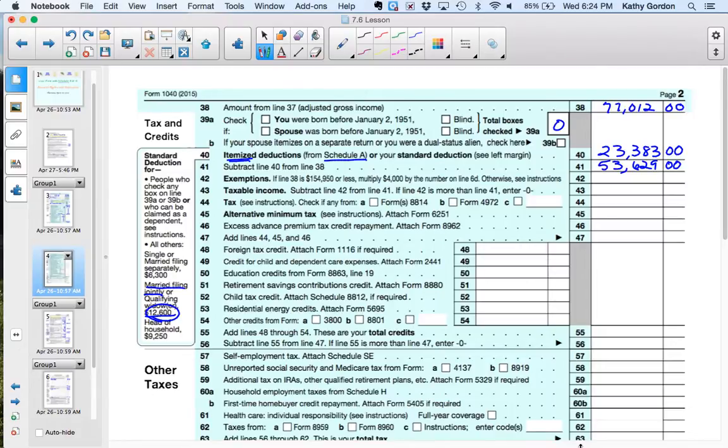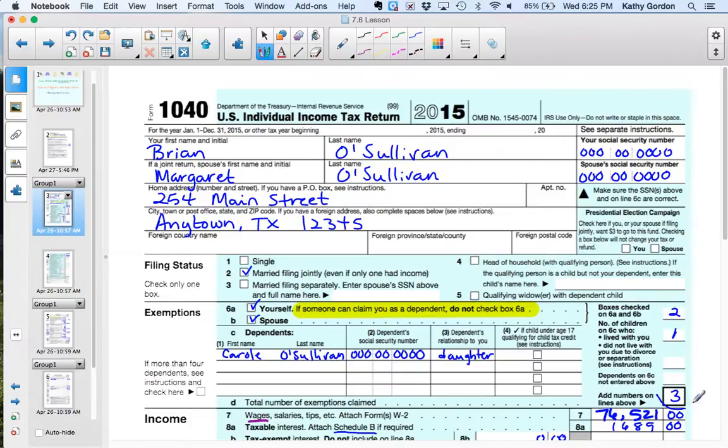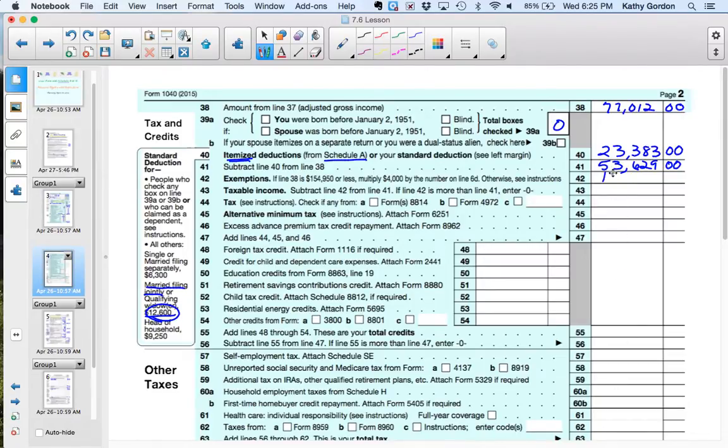Okay? And we're actually not done yet. Line 42 allows us to take our exemptions now. And so if line 38 is $154,950 or less, yes it is, then multiply 4,000 by the number in 6D. So remember, when we go back to 6D, that's this number. So we take our 3 times our 4,000, and now we've got $12,000 in exemptions, which we can now subtract. And so now we're down to $41,629.